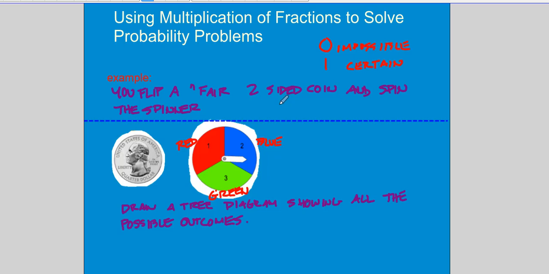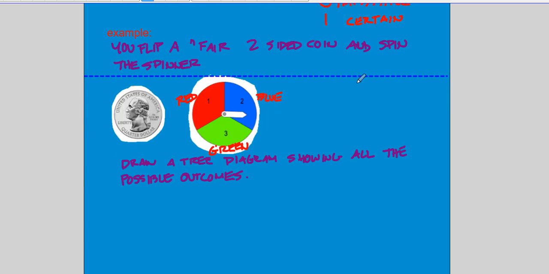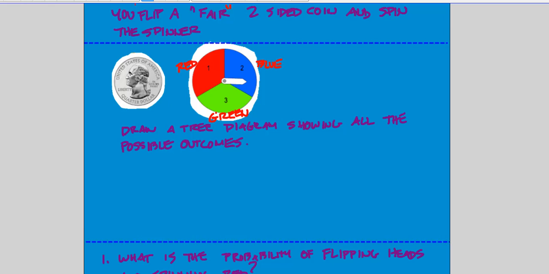So now let's do a probability question here. So suppose you flip a fair two-sided coin and spin the spinner. So a fair two-sided coin has a 50% chance, or an equal chance, of heads and tails. Okay, then this spinner, notice, is divided into 3 equal parts. So the chance of red would be 1/3, the chance of blue would be 1/3, the chance of green would be 1/3. So we're going to first draw a tree diagram showing all the possible outcomes here.